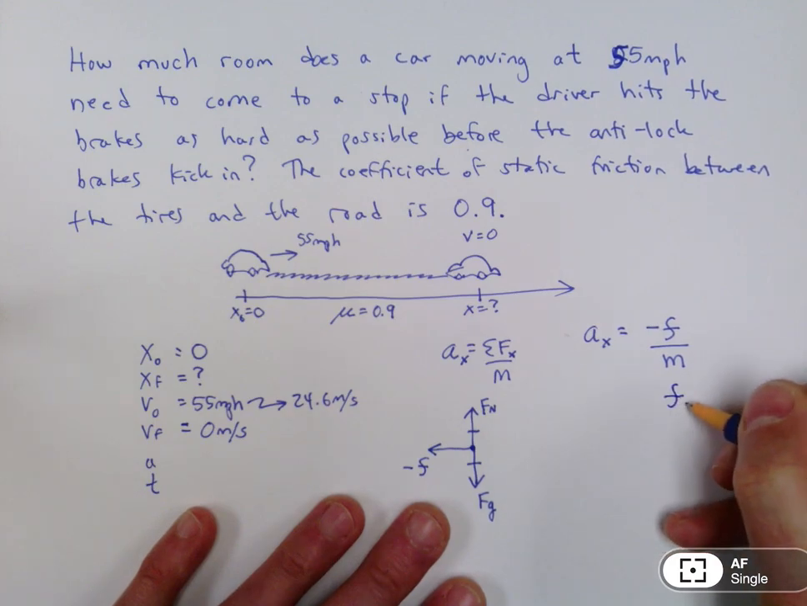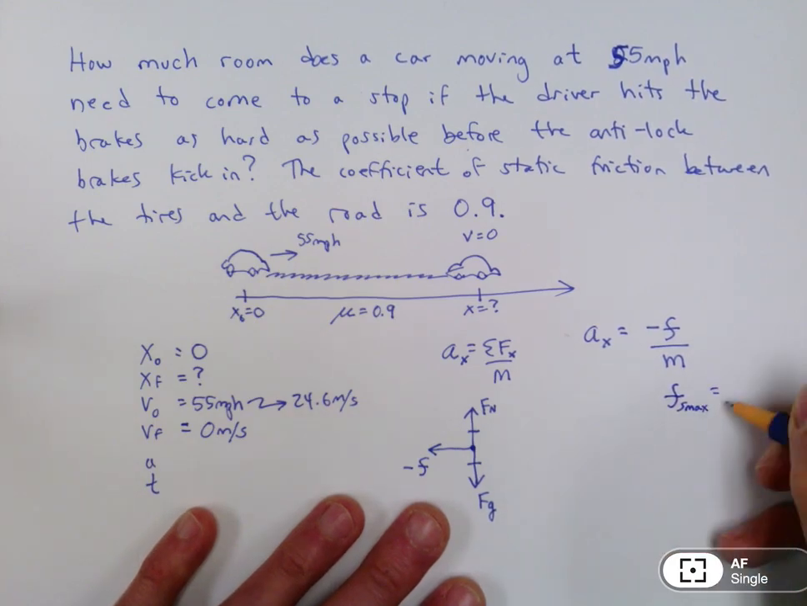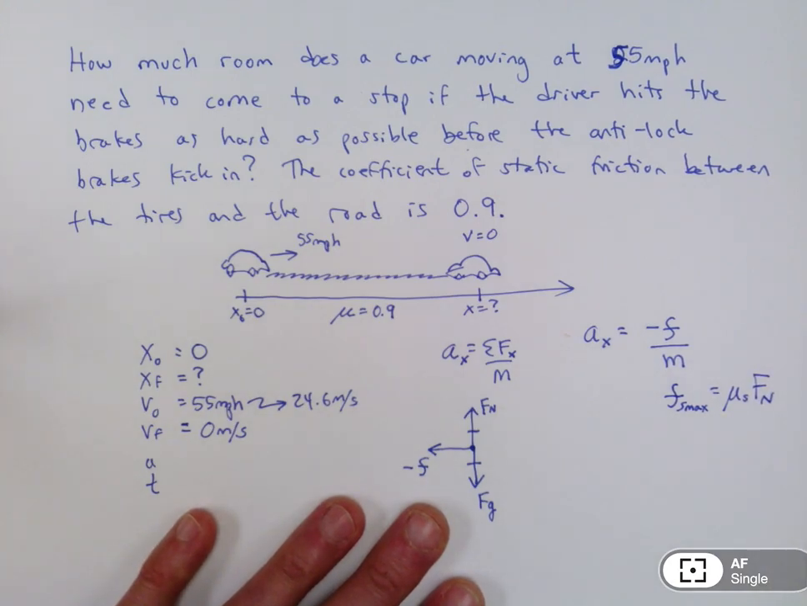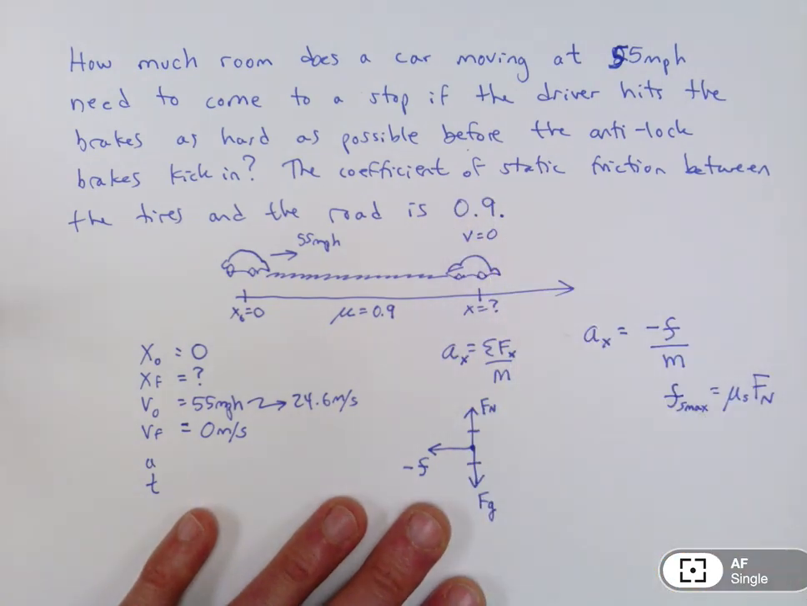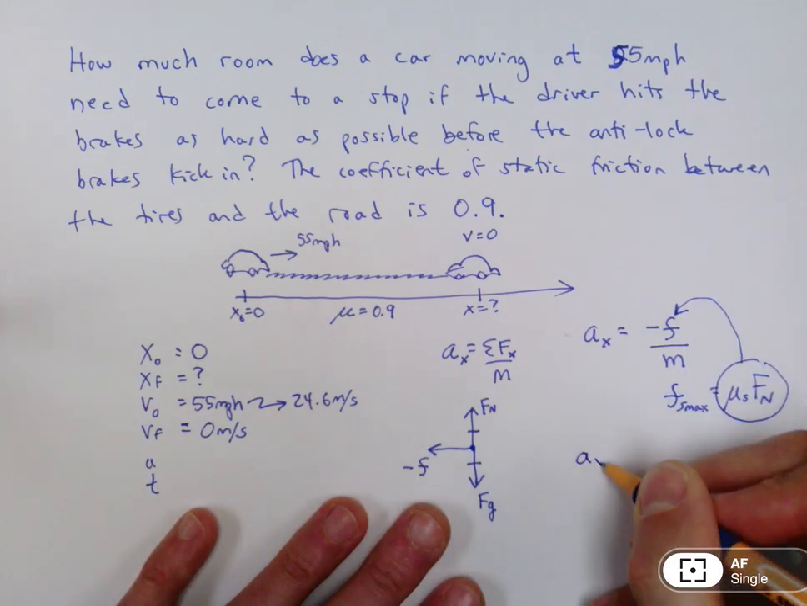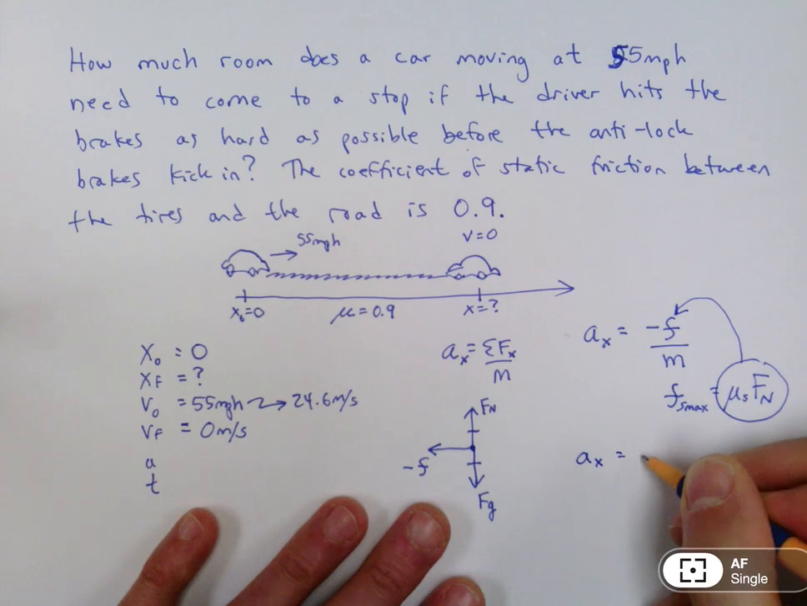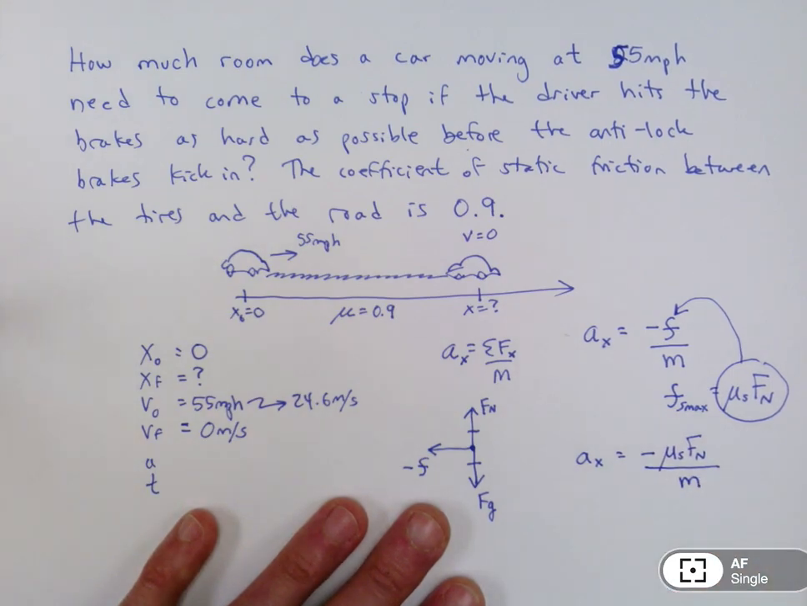Maximum static friction is equal to the coefficient of static friction times the normal force. That's helpful because we know that the normal force is 0.9, which means we're probably going to have to use that number. So what I'm going to do is substitute this for this because they're equal to one another. That's going to give me acceleration in the x direction is equal to negative this coefficient of static friction times normal force divided by the mass.